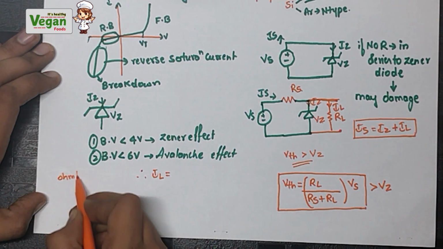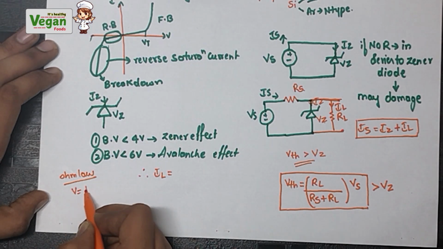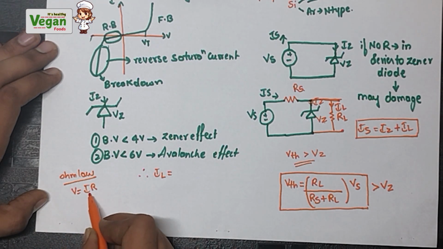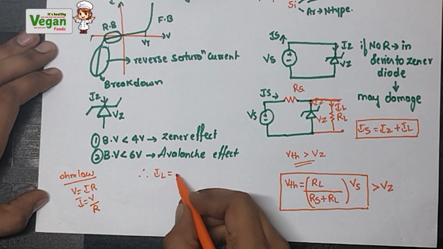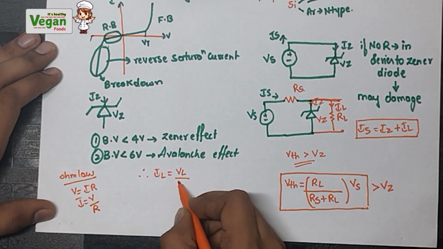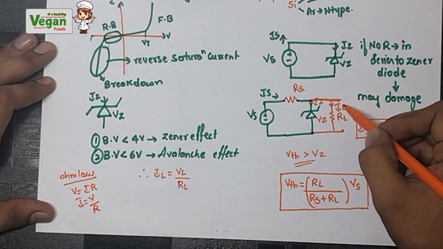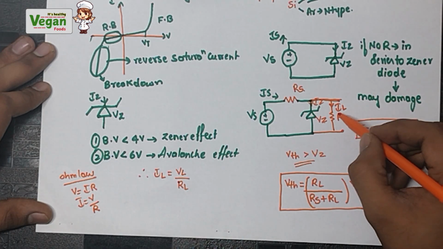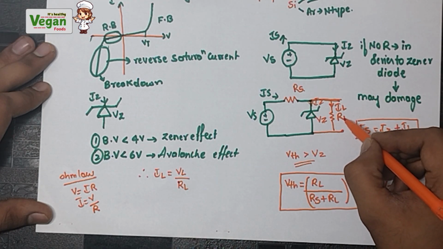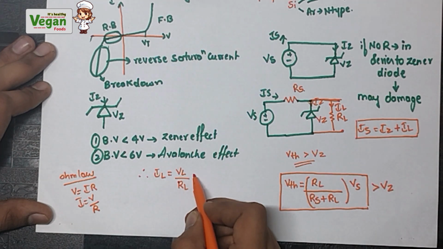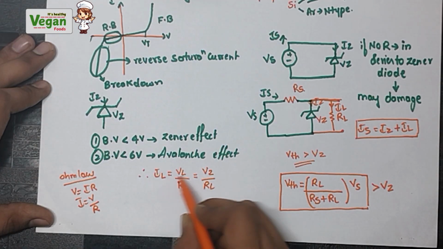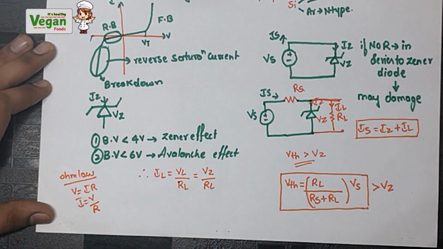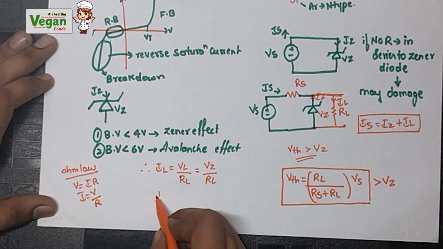Therefore we use Ohm's law. Ohm's law says that V is equal to IR, but we need the formula for the current, so I is equal to V divided by R. Which current are we finding? IL, the load current. So load voltage divided by load resistance. But we do not have the load voltage, so we take the voltage which is parallel to the load resistance as the VL value. Vz is parallel to RL, so Vz divided by RL will be the value of IL, the load current.